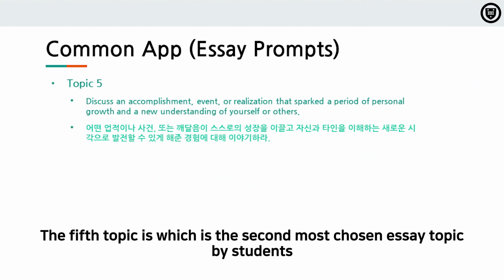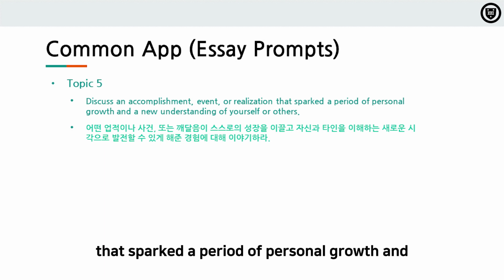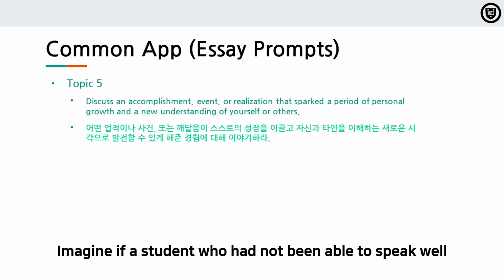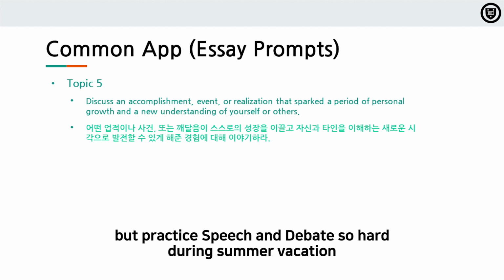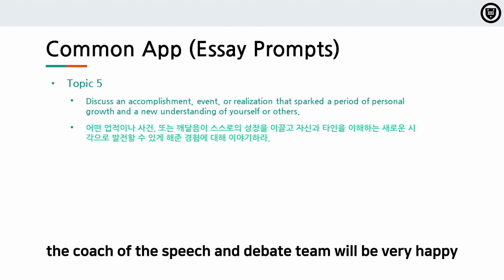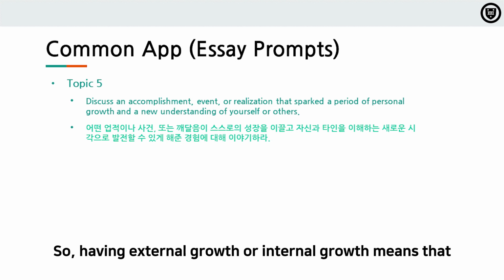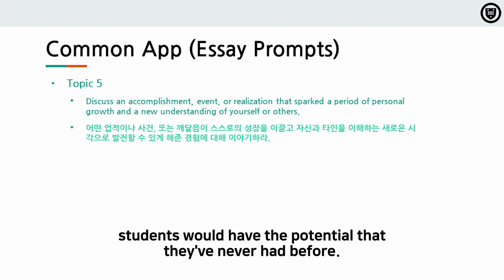The fifth topic, which is the second most chosen essay topic by students, is discuss an accomplishment, event, or realization that sparked a period of personal growth and a new understanding of yourself or others. Imagine a student who had not been able to speak well but practiced speech and debate so hard during summer vacation. The student finally won the first speech and debate competition in the fall. The coach of the speech and debate team will be very happy and imagine the team's high potential in the future. So, having external growth or internal growth means that students would have the potential that they've never had before.